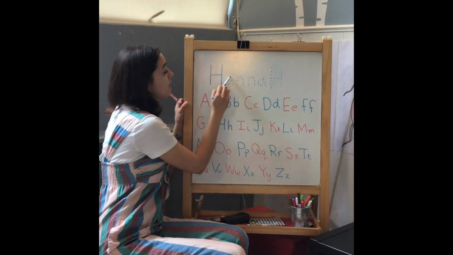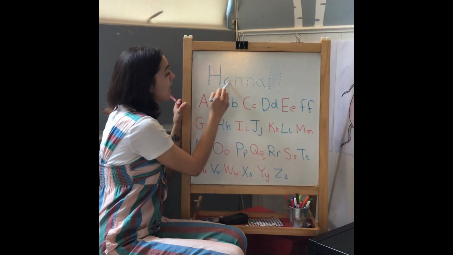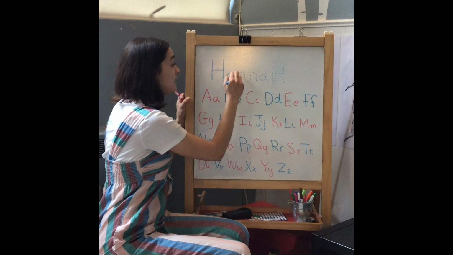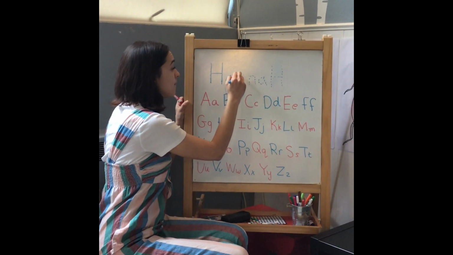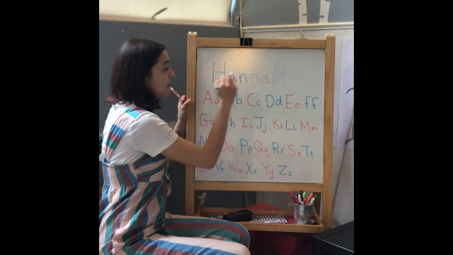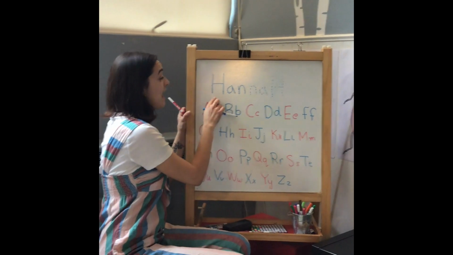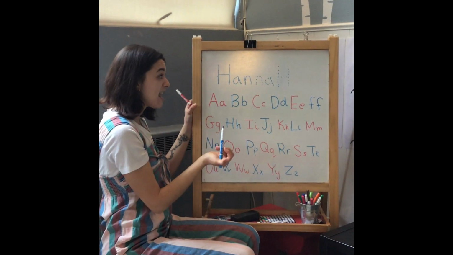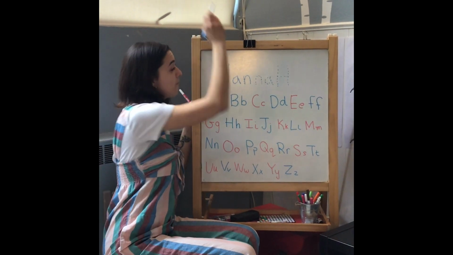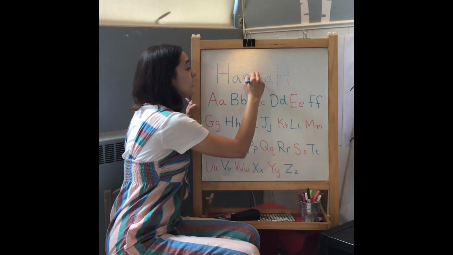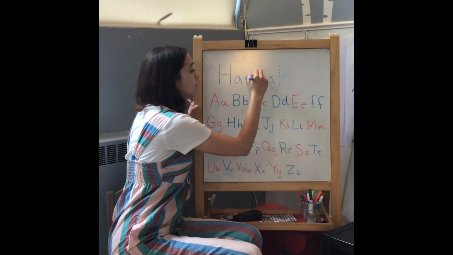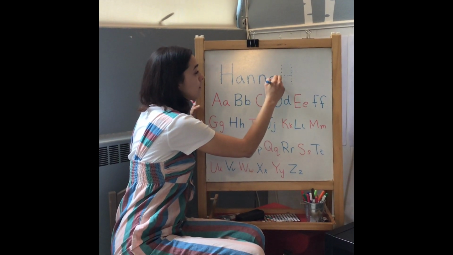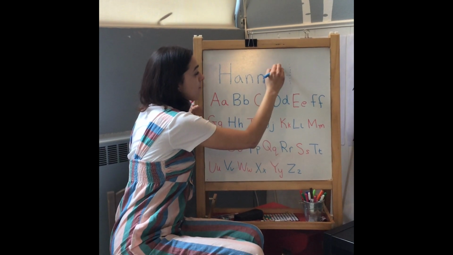Then I'm going to start at the top with my A, go down, start at the very tippy top. All right, so far we have H-A-N, Han. Now we need to complete the name. So we'll start at the very tippy top, go all the way down, connect those dots. Remember to start at the top.